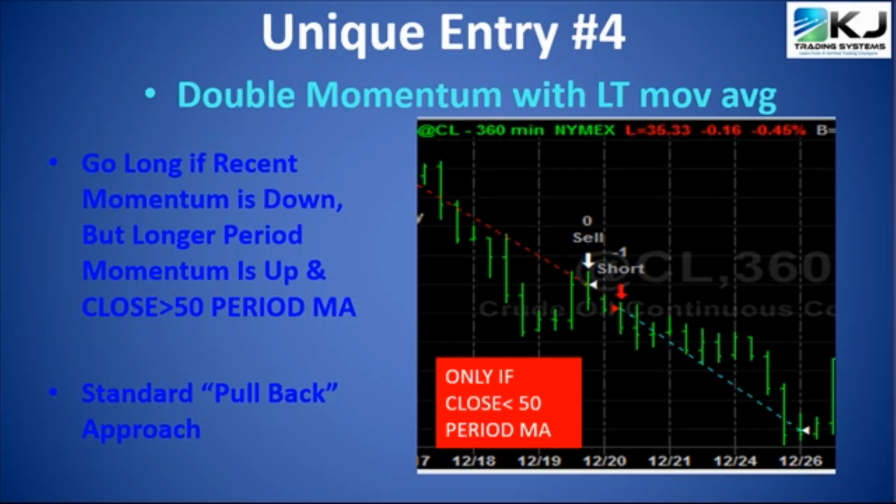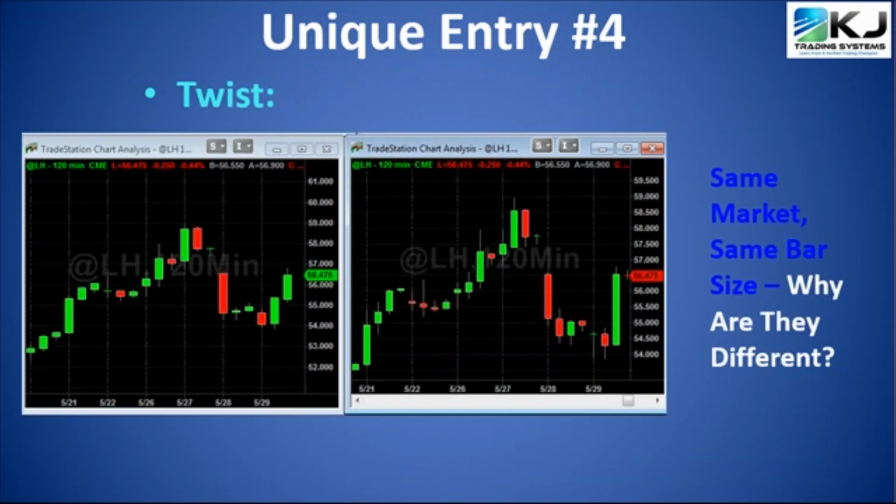So I'll take long-term trades. Price has to be above the 50-bar moving average. And as long as that happens along with the double momentum, then this works out just fine. Now the twist is something you can see by looking at these two charts. They're both lean hogs and they're both 120 minutes and they're both the same time frame. Yet the two charts look different.